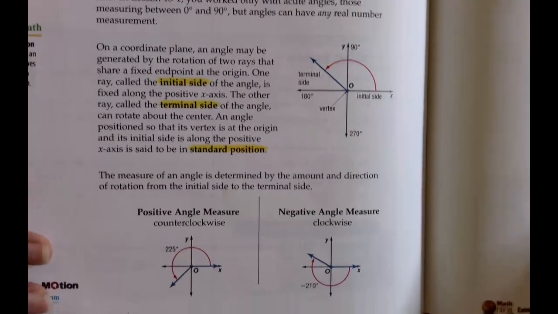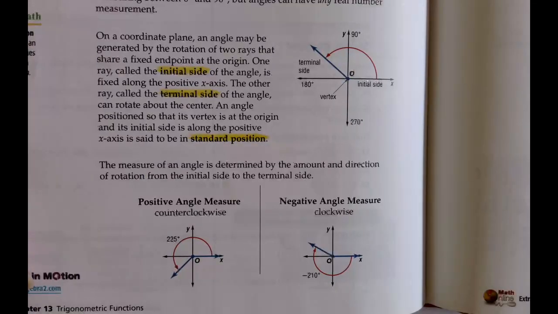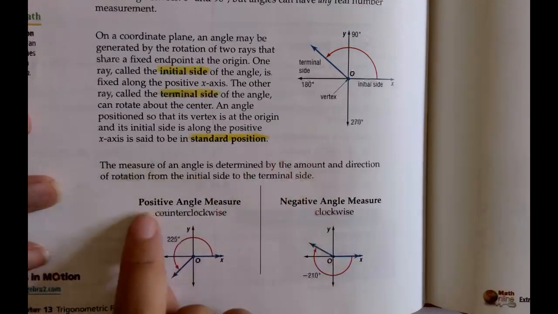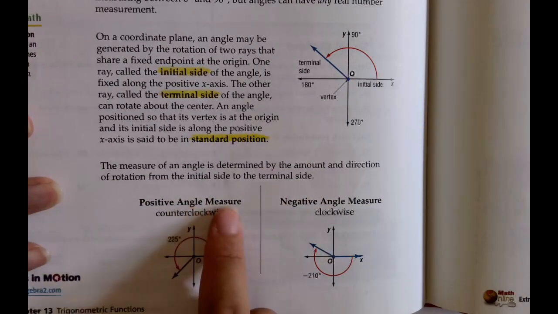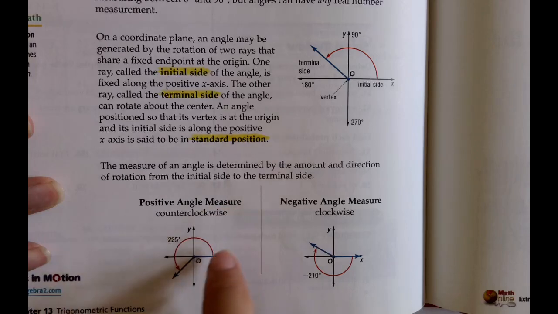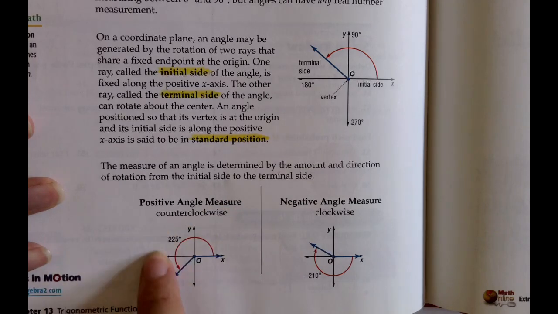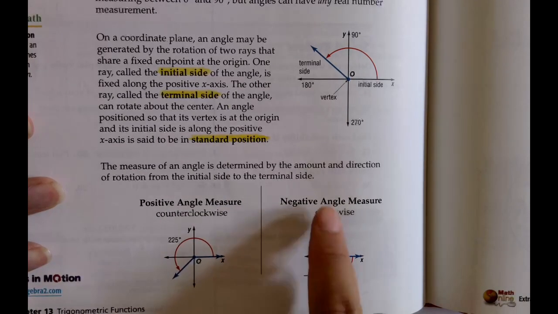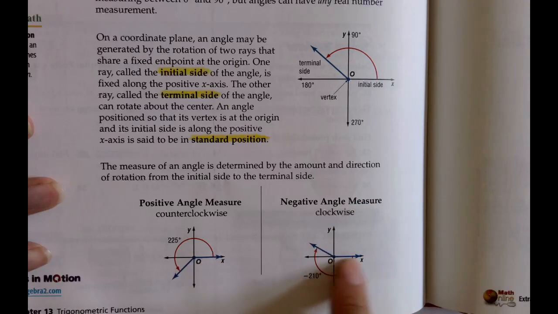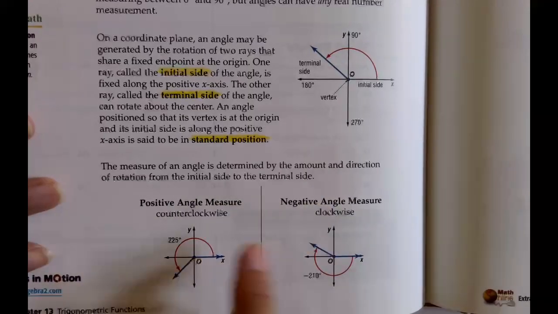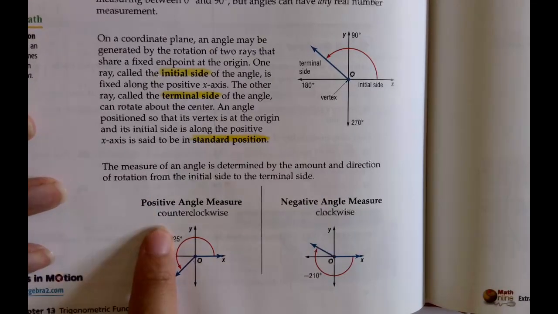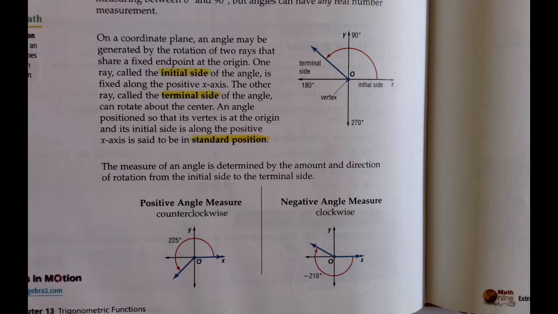What we learned in geometry is that depending on the angle measure, that's which direction we're going. For a positive angle measure, you're going to go counterclockwise. So you're going to start from here and then go this way. A negative angle measure starts at the same initial side, but goes in the opposite direction. It goes clockwise. That's a little bit counterintuitive. So positive is counterclockwise, negative is clockwise.